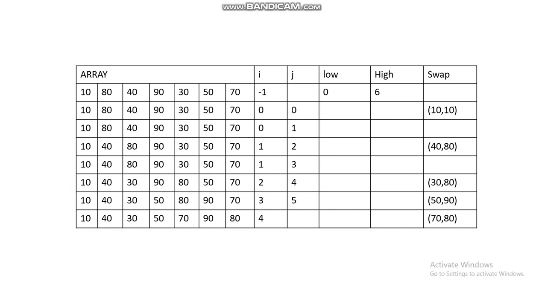For j equals 2, the jth element is 40 and it is less than pivot. So we increment the value of i from 0 to 1 and we interchange array elements at position 1 and 2, that is 40 and 80. Next, for j equals 3, the jth array element is 90, which is greater than pivot, hence no change. For j equals 4, the jth array element is 30, which is less than the pivot. Again, we increase the value of i from 1 to 2 and interchange elements at index 2 and 4, that is 30 and 80. Lastly, for j equals 5, the jth array element is 90, which is greater than pivot and hence no change.